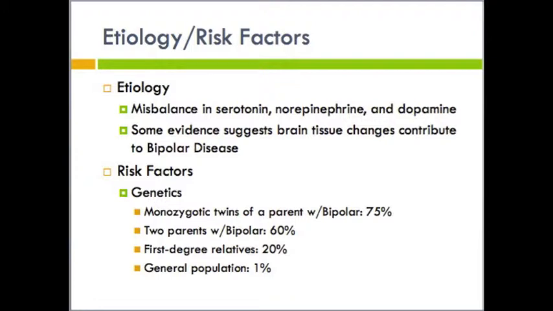The risk in monozygotic twins of a parent with bipolar disorder is 75%. The risk in a person with two parents with bipolar disorder is 60%. The risk in first-degree relatives is 20%, and the risk in the general population is 1%.